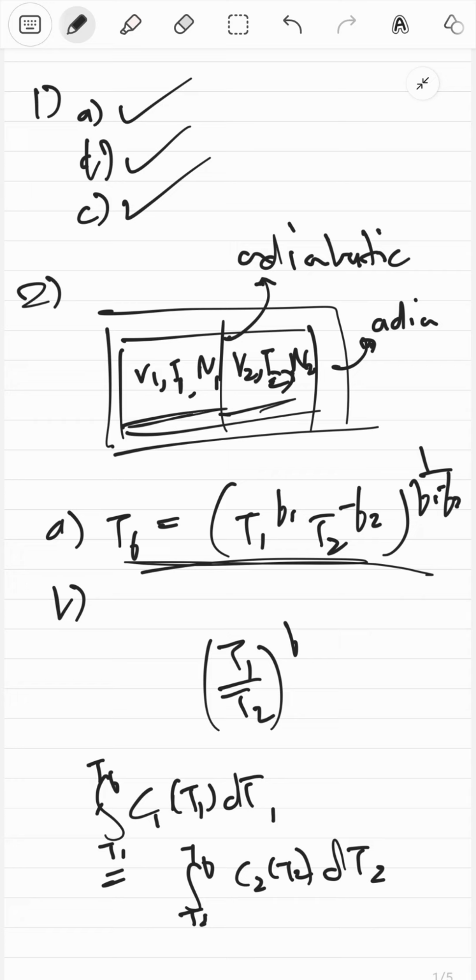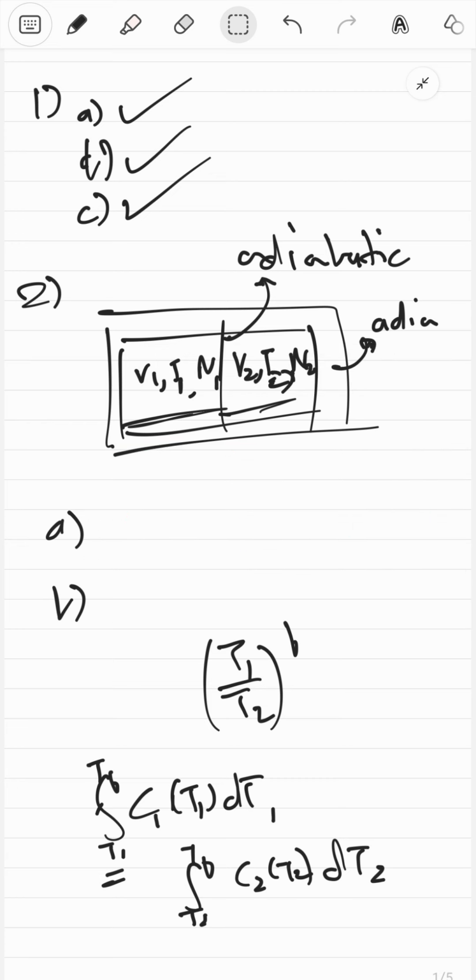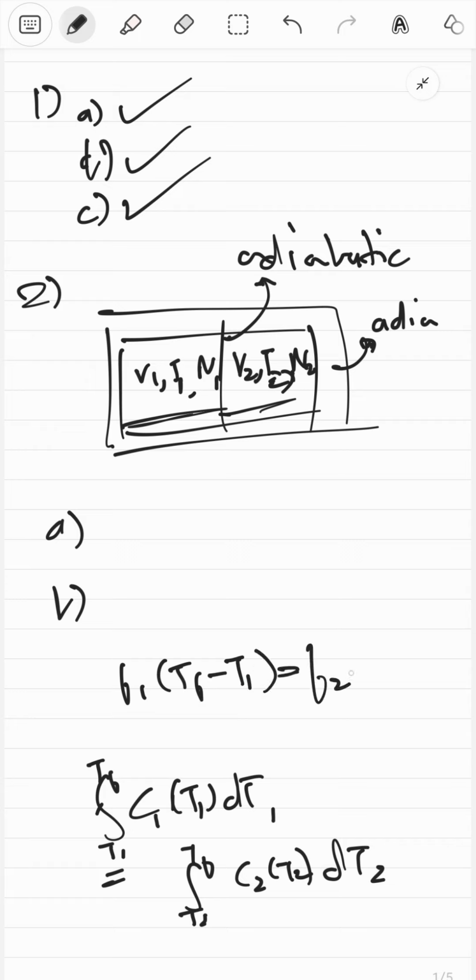Oh, goddamn it. Sorry, this should not be the case. This is wrong. I assumed that delta is... it can't be. It's not reversible. Okay, so this should be different. It should be that F1 (TF minus T1) is equal to F2 (TF minus T2). That's how it should have been.